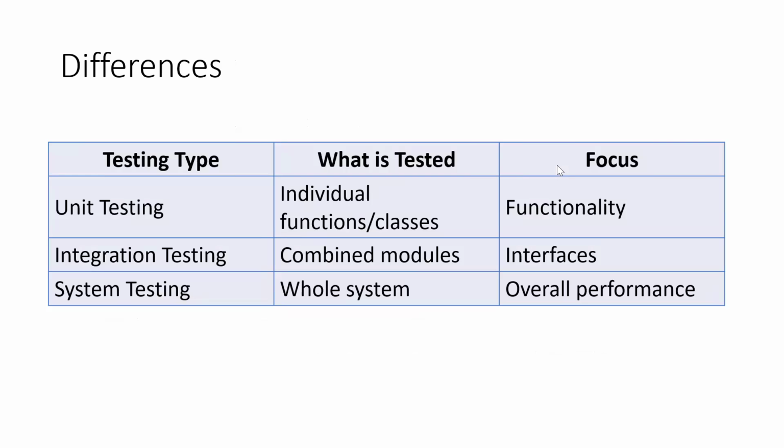So this is the general difference. Unit testing is done for individual functions or classes, and it focuses on the functionality. Integration testing is for combined modules. We check how multiple modules interact, so it focuses on the interface. An interface is the bridge, or interaction, between two modules, module A and module B. System testing tests the whole system, so it checks the overall performance.